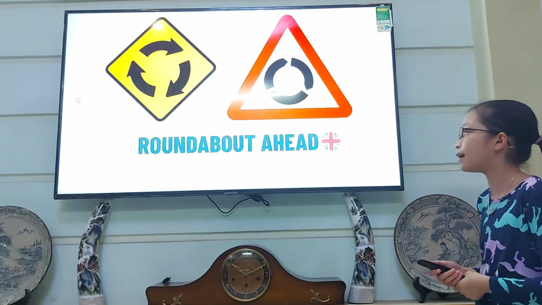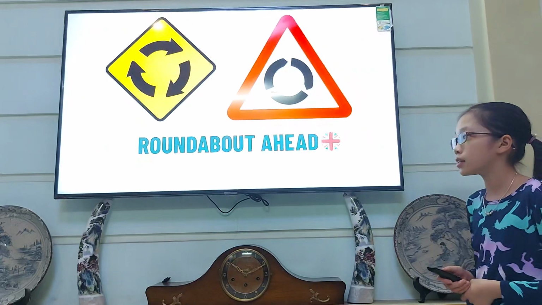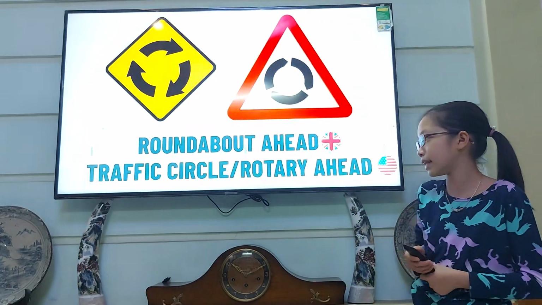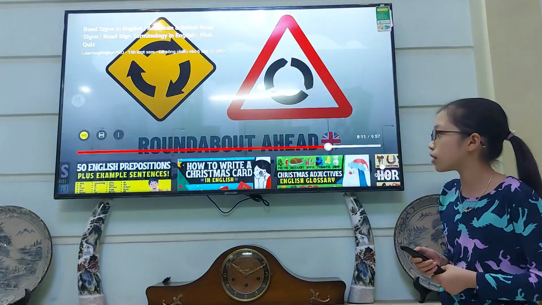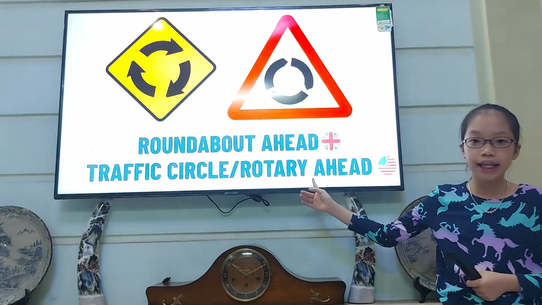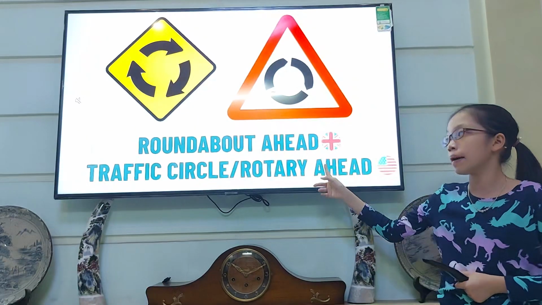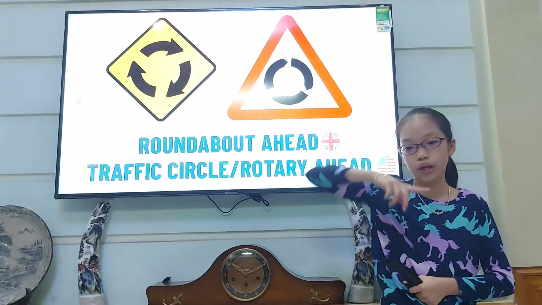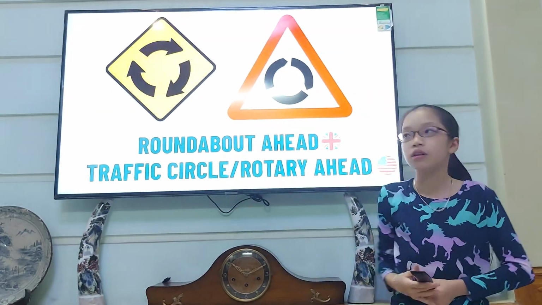And here it's roundabout ahead. This is called a roundabout. Like the roundabout is a circle. I think you always see this. Or the traffic circle or the rotary ahead. So this is the American English and this is the British English. Means watch out, roundabout is ahead. Yeah, the round one. You have to go around and cross.